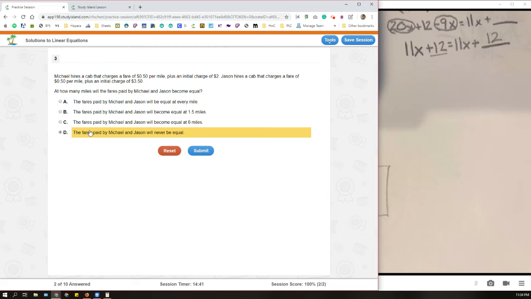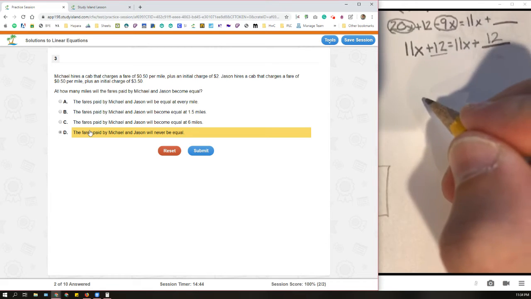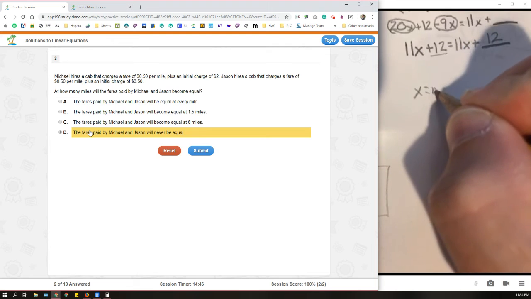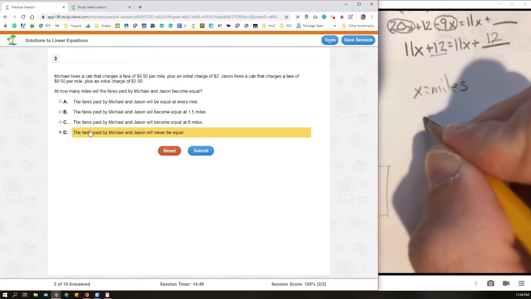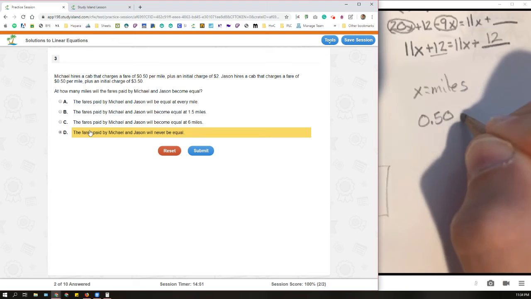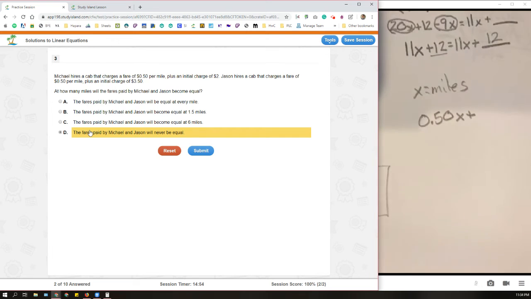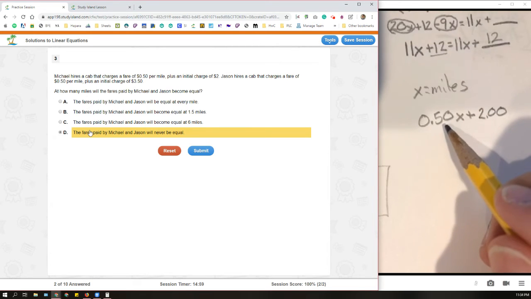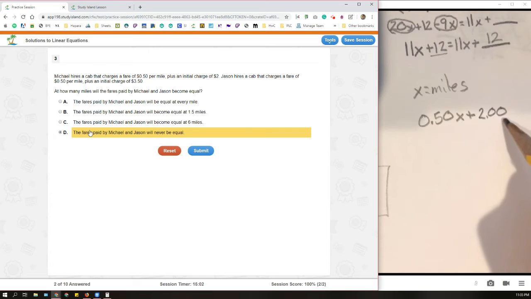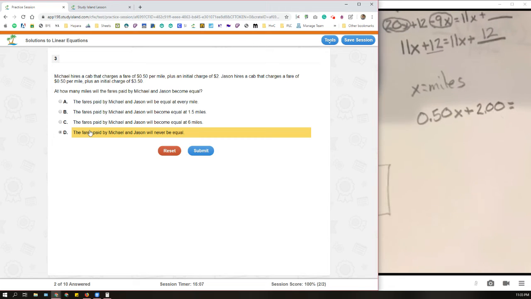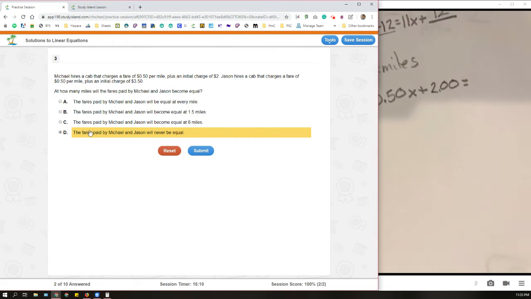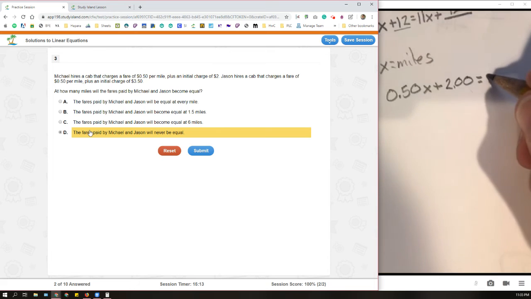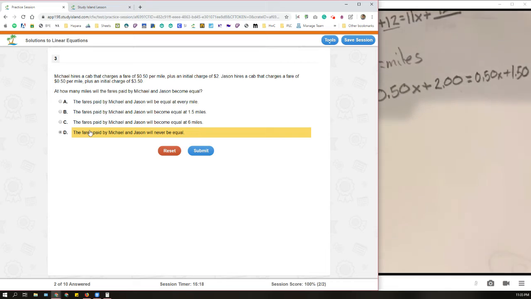Here's the equation that you would write. You would want to say that 50 cents per mile, and we'll say x equals the miles. At 50 cents per mile, so 0.50 times x, plus the $2, 2.00, that's 50 cents per mile plus $2. We want that to be equal to the other fare, which was 50 cents per mile, plus $1.50. So let's go ahead and write that. Equals 0.50x plus 1.50. So there is our new equation.